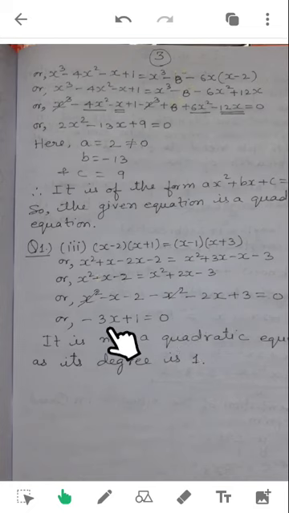Now see here, power of x is 1. We don't have any x or variable x with the power 2. So it is not a quadratic equation as its degree is 1.